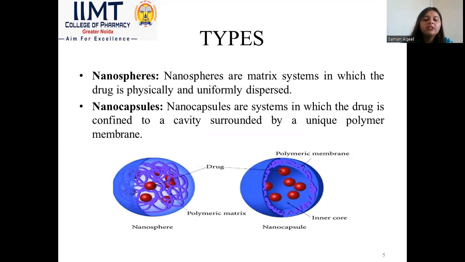This could be made clear with this structure. In the first structure, that is the nanosphere, the drug is physically and uniformly dispersed in a polymeric matrix. Here is a matrix made up of polymer, and the drug is dispersed in this matrix. On the other hand, in the nanocapsule, as you can see, there is a polymeric membrane, and the drug is present inside this polymeric membrane.